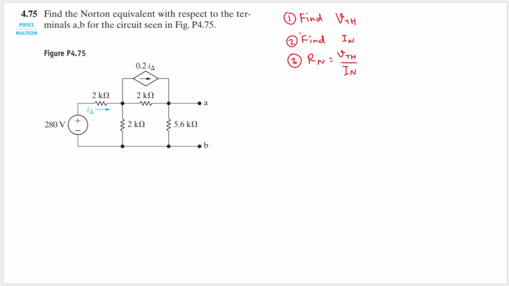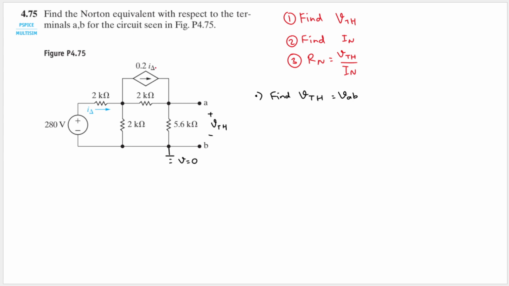Okay, so now let's do it step by step. The first one is to find the VTH, which is the same as the open circuit VAB, which is this one. So we'll have plus minus here, VTH is here, and let's set this node here as our ground. So the voltage here will equal to 0. Good.